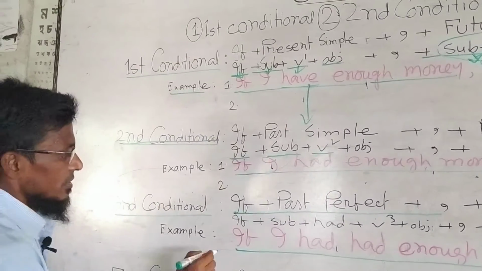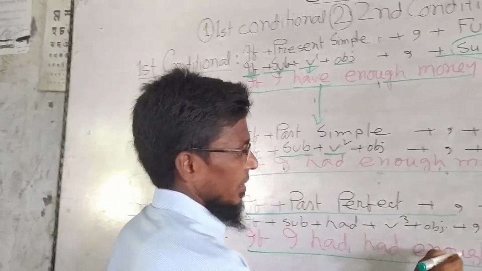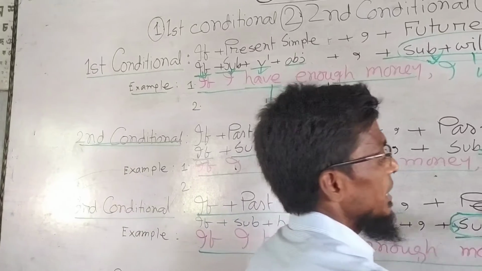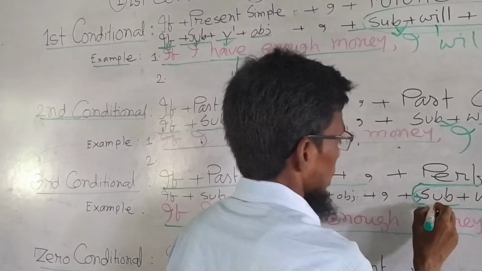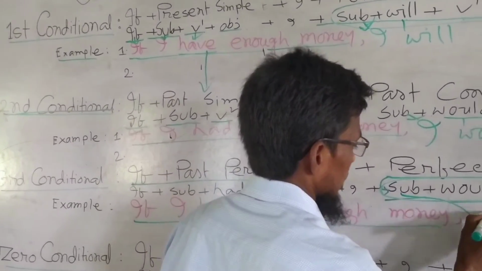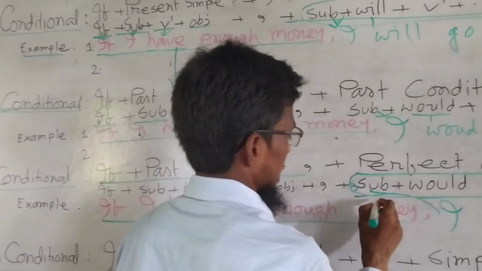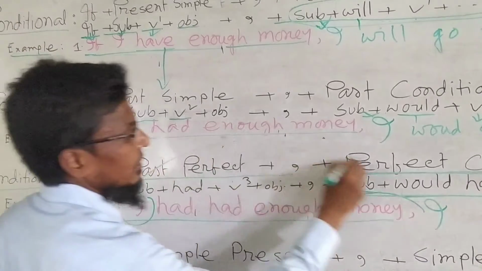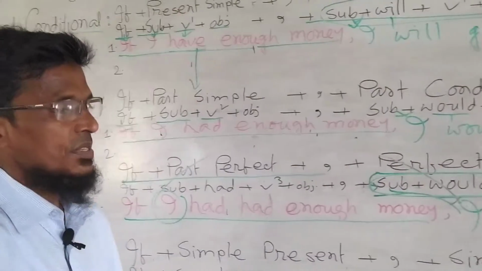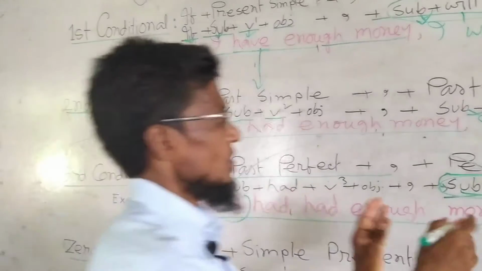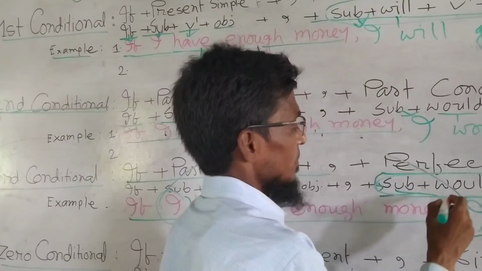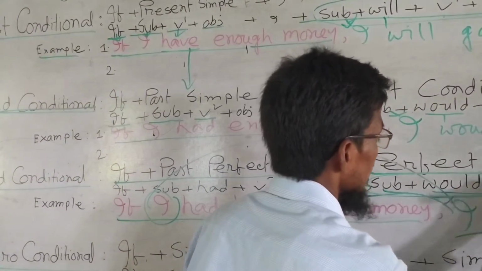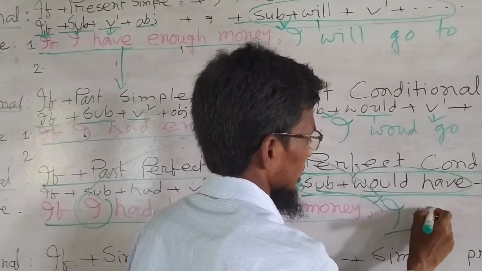Dear students, if I had enough money, the main clue will be that we have to follow the subject. The subordinate clause subject and main clause subject are the same, that is why we have to put the subject, then we will write would have.